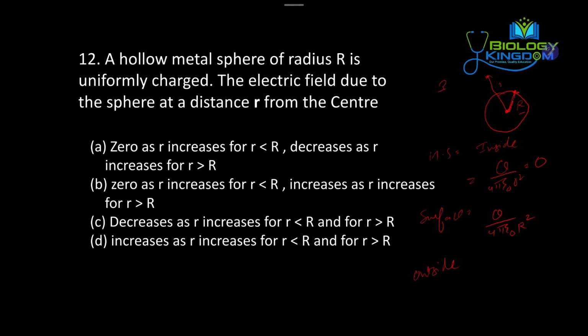For the outer side, let's suppose this is an outer point at distance r dash, so the field will be q by 4 pi epsilon naught r dash square. Now what the question says is how the field varies: 0 as r increases from r less than R, and decreases as r increases for r greater than R.